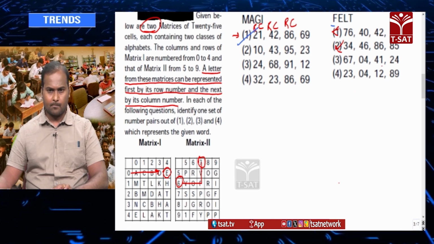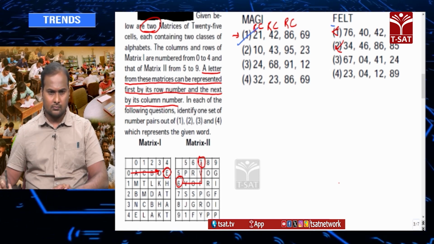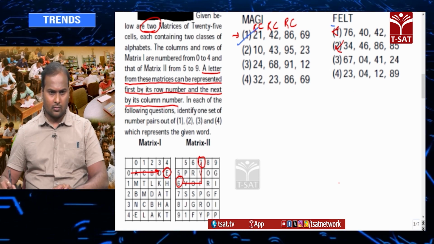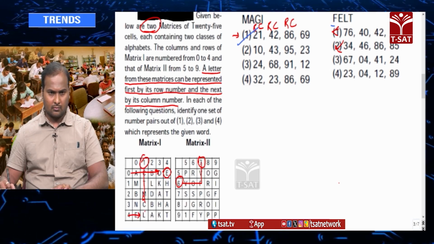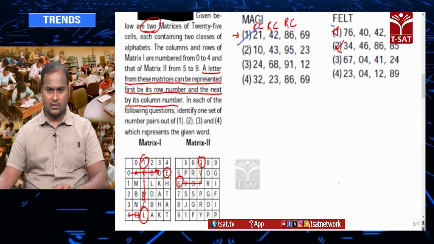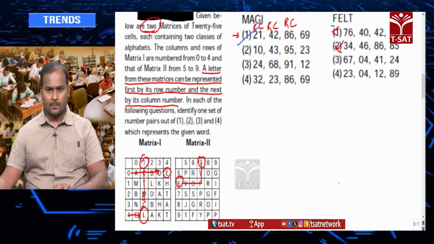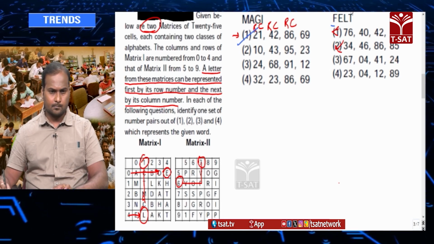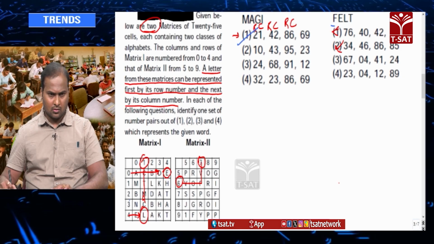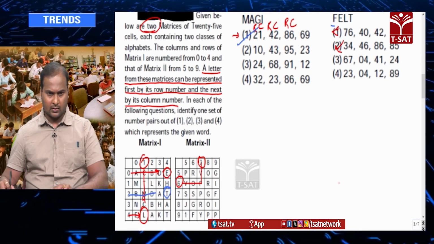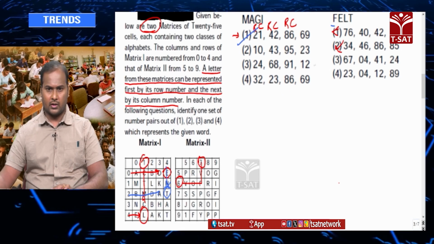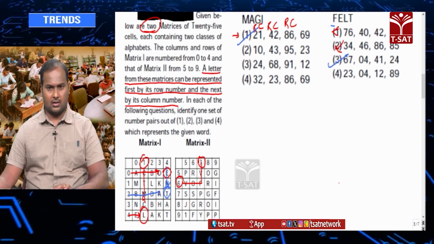Next one is 4, 1. Is 4, 1 representing L? Let's check. 4 is the row and 1 is the column. So it is L. So it is also correct. Finally 2, 4. Is 2, 4 representing T? Check it out. 2 and 4. You can see here, this one represents 2 and 4. So again, option C is the answer.